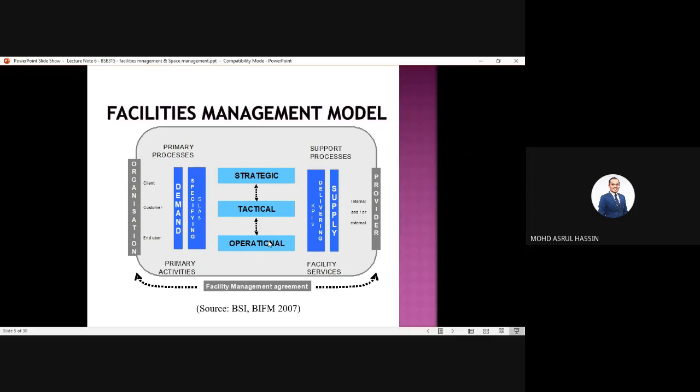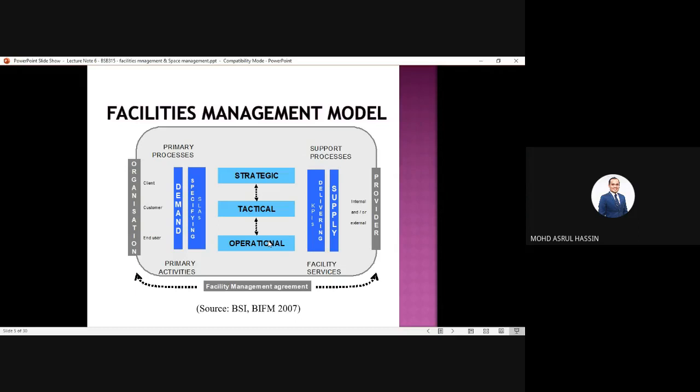So at the left hand side, we can see the organization, for example UITM, and at the right hand side is the provider. For the provider, for example, we have Bahagian Pengurusan Fasiliti in UITM. The main business of UITM is teaching and learning. So on the left hand side, the organization has the client, customer, and user, which we can call the demand.